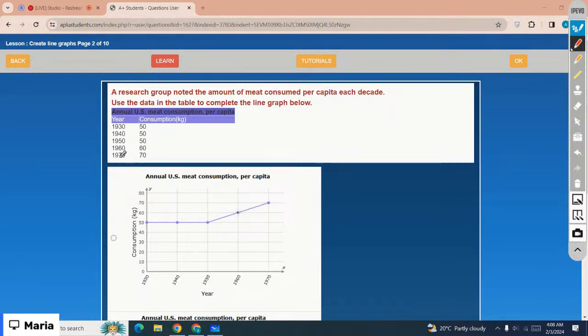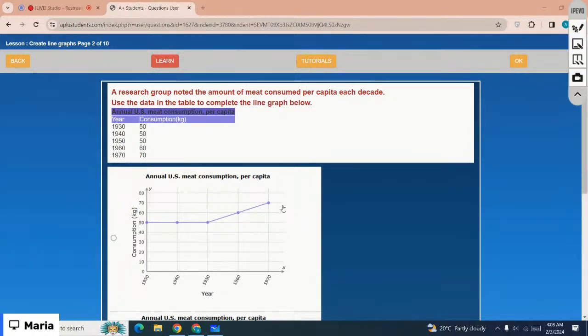Here is 60. In 1970, here is 70. So just join these points and make a line. So yes, that is the correct option. Option number one is the correct option. Got it? That is option number one.